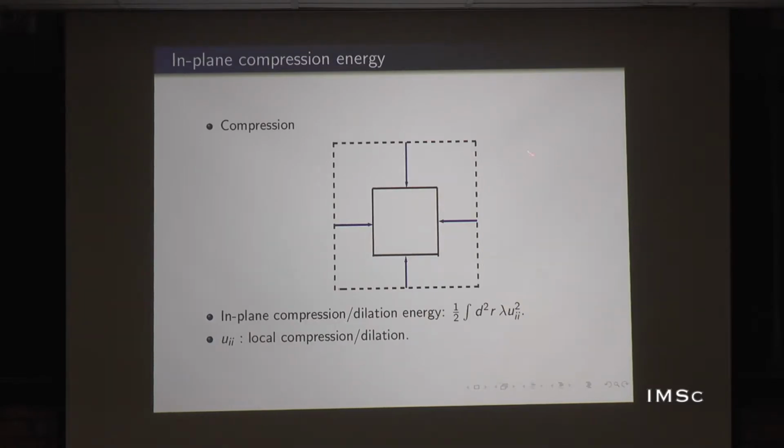So, this is the cartoon picture of a compression. You have a bigger square, then you compress it to a smaller square, or vice versa, you can expand a smaller square to a bigger square. These also cost energy, and come with another elastic constant, lambda. So, this u_ii, which is basically the trace of the symmetric strain tensor, essentially gives a local compression or dilation.